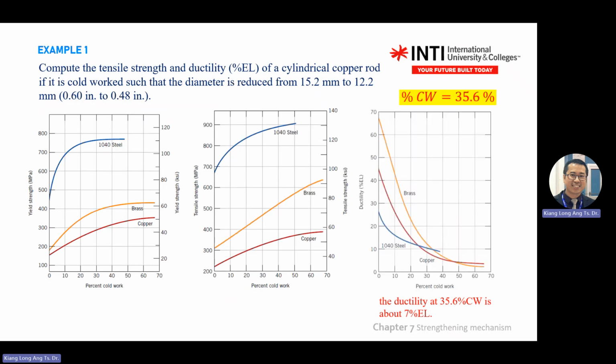Okay. Then you need this graph. The question asks you for tensile strength. Which graph should you use? Which one? Left, center, right? Left, sorry, center. He asks you tensile strength, go to tensile strength. You read yield strength wrong.